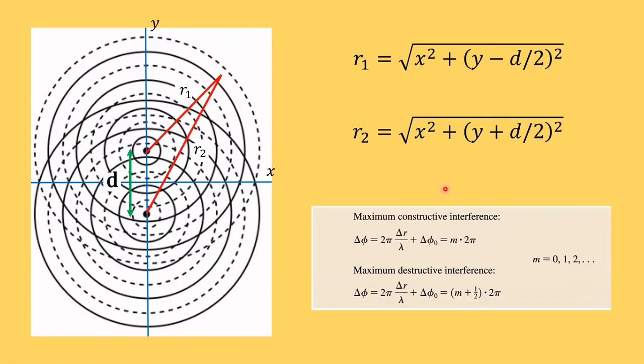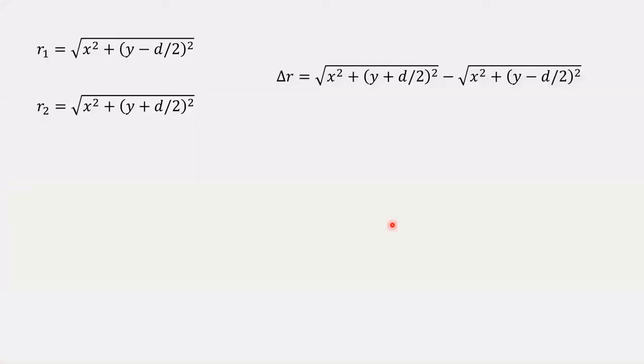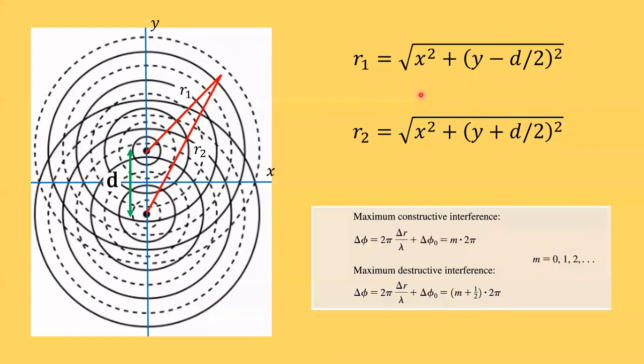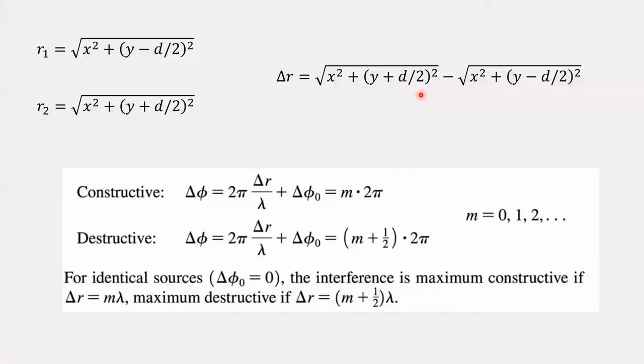So what ends up happening if you use these expressions for R1 and R2, and then you apply this condition? Delta R would be this expression for R2 minus this expression for R1. The condition for maximum constructive interference is that, and I just blew past an important point, or did I? Here it is, right here.